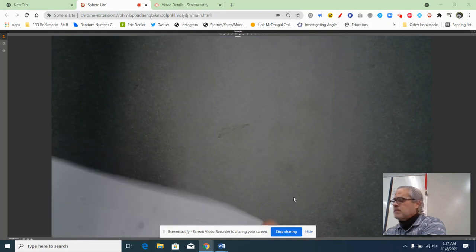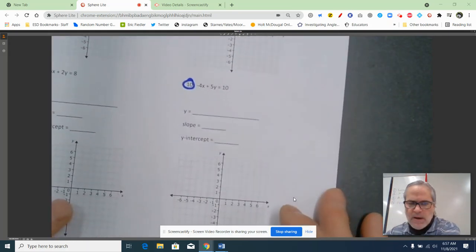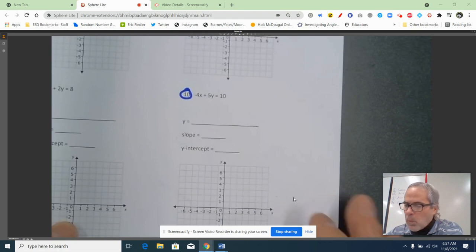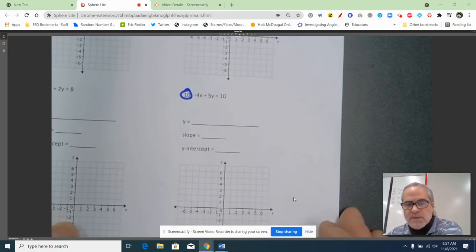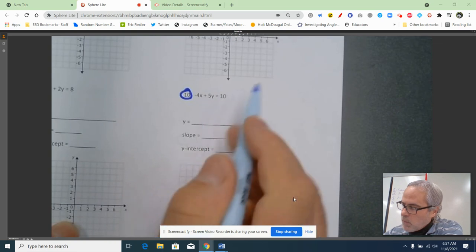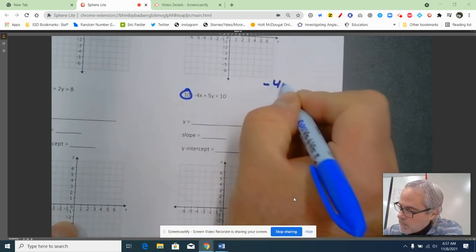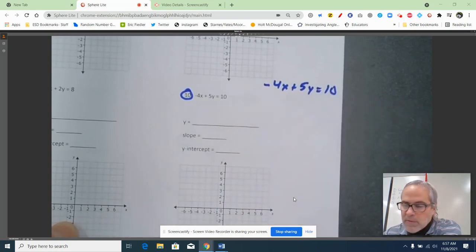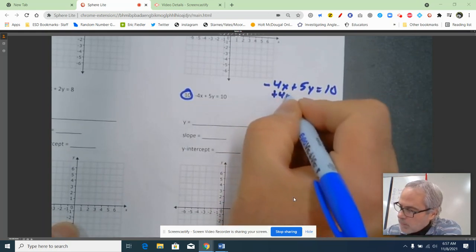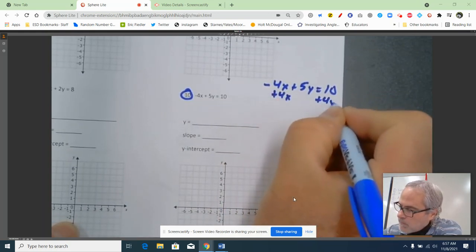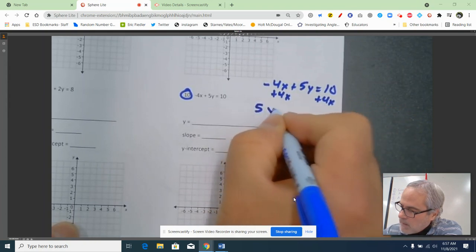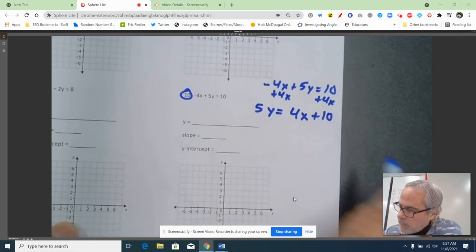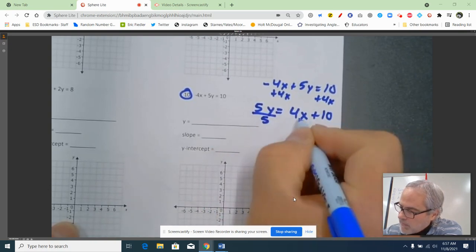by the fractions. Here's a little different question, still graphing here, but notice this is not in the y equal mx plus b form. Y equal mx plus b form means that it's solved for y. So I'm going to take this equation, -4x plus 5y equal 10, and I'm going to solve it for y. I'm going to add 4x to both sides. I get 5y equals 4x plus 10. That's closer. And now I'm going to divide by 5.